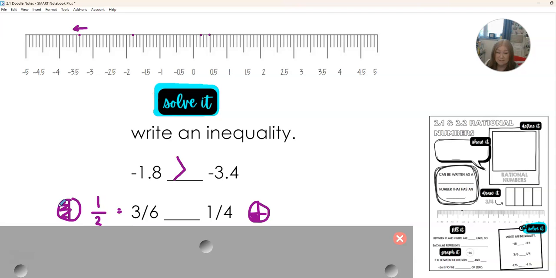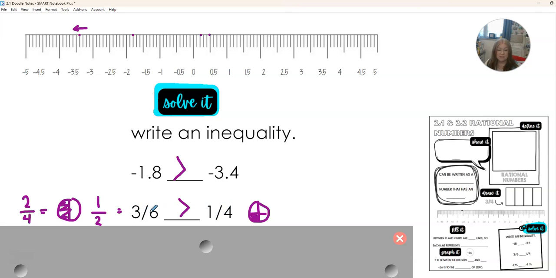We can simplify. I could even turn this into common denominators. So I know this one is a 4th. I could turn this one into 4ths. How do I get from 2 to 4? I times it by 2. So 1 times 2 is 2. Oh, 2/4 is greater than 1/4. All of these are the same, right? Half of 4 is 2. Half of 2 is 1. Half of 6 is 3. So those are all equivalent fractions, or this one is just 1/4.